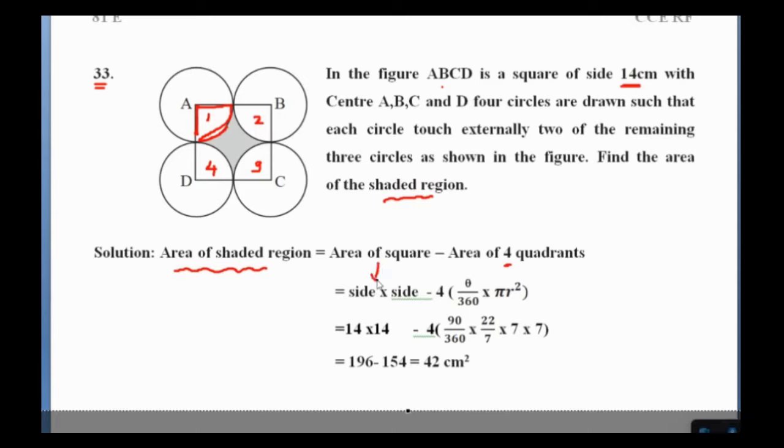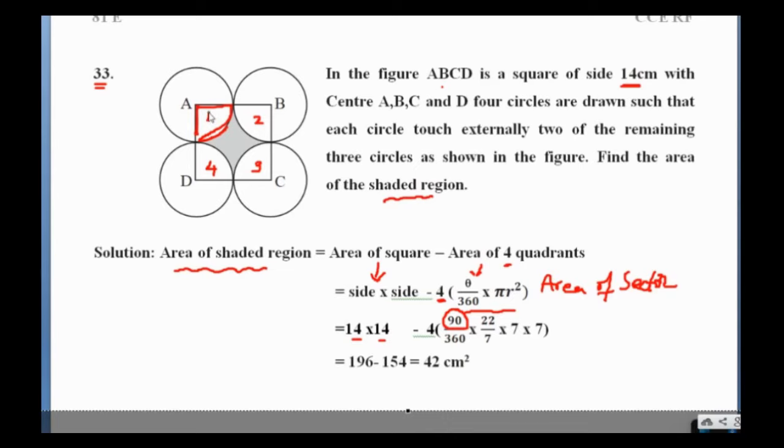We know the area of a square formula, which is side into side, and the area of four quadrants means 4 into the quadrant, which is nothing but a sector with 90 degrees angle: theta/360 into pi r squared, which is the area of a sector. So the area of a sector and the area of a quadrant are one and the same, students. So why am I writing 4? Because in the picture there are four quadrants, as I mentioned with the numbers. So the area of a square is side into side, 14 into 14, minus 4 into 90/360. Though they have not given 90 in the question, for a quadrant it will always be 90 degrees, because a quadrant is one fourth of a complete circle.